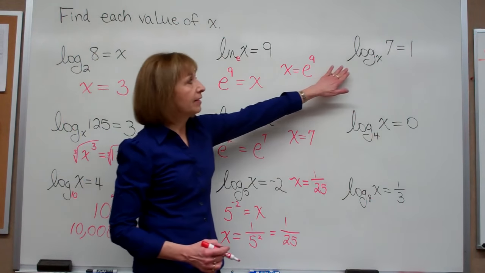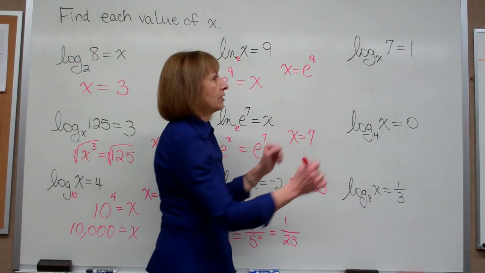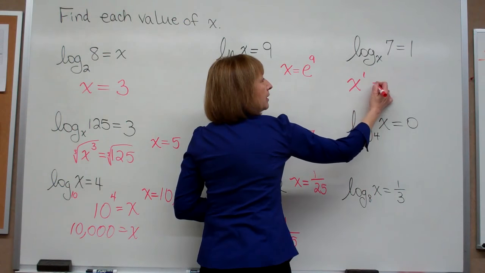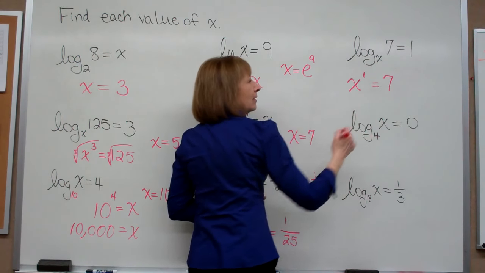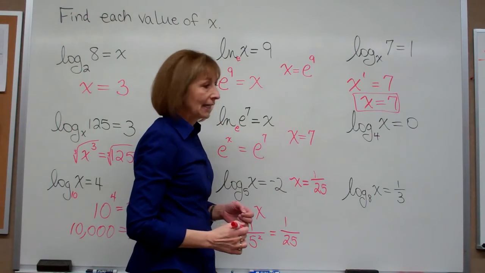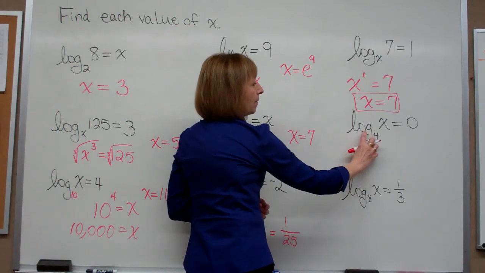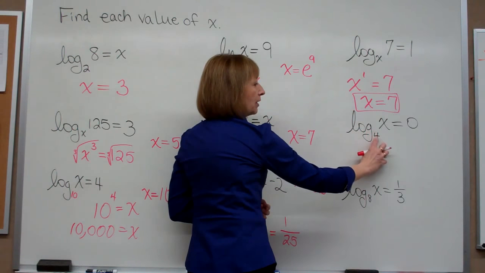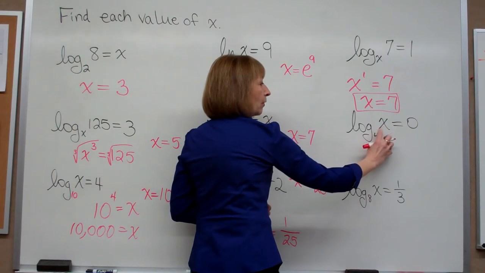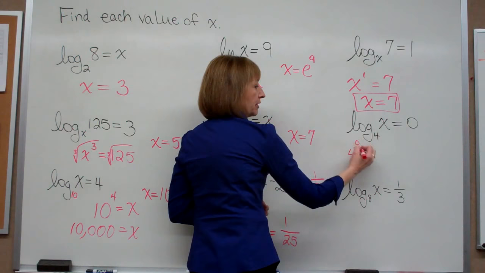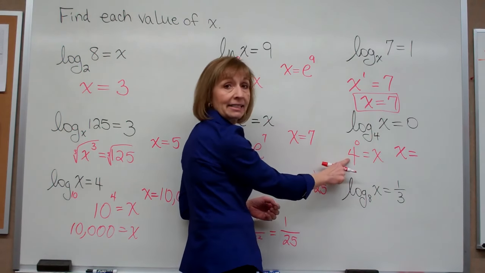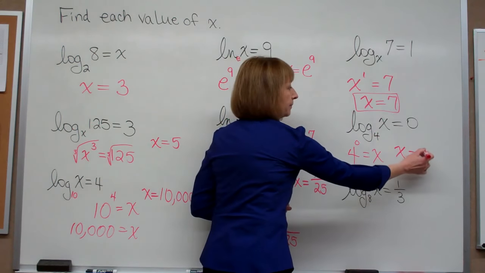Now example 7, we're going to do the same process. So we have our base of x raised to the first power is 7. Well, that's just x equals 7. In the next one, I have my exponent on 4 to give your value of x is 0. So I put the exponent of 0 on my base of 4. 4 to the 0 gives me x. So x is equal to, well, any non-zero number to the 0 power is 1.